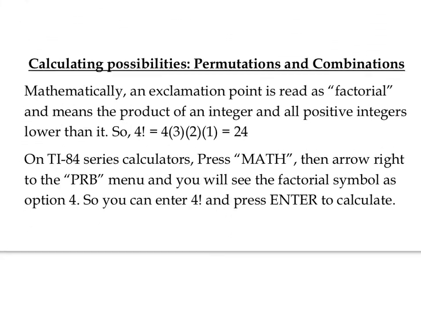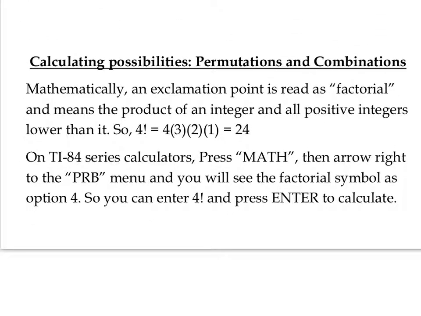All right. If we want to calculate permutations and combinations, we're going to see something called factorial. It's where we use an exclamation point. This right here is read as 4 factorial. When you see an exclamation point after a number, mathematically, it means factorial. It means you're multiplying this number times all of the integers lower than it all the way down to 1. So 4 factorial is 4 times 3 times 2 times 1, which comes out to 24.